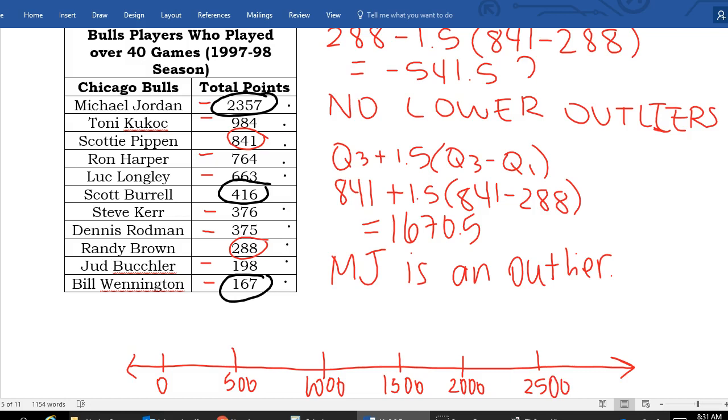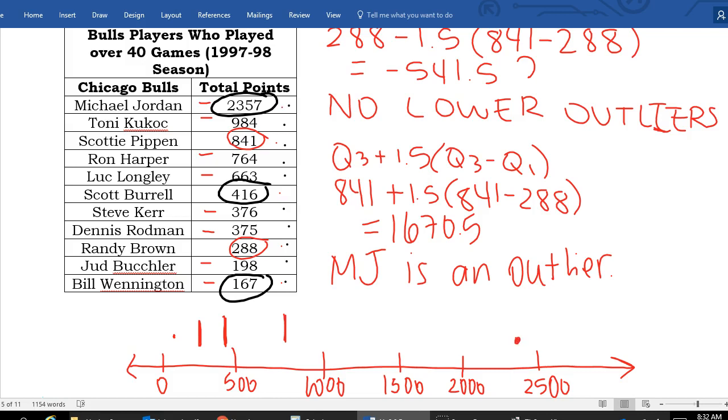And we're going to add a point for the minimum. So 167 would be about here. We're going to add a line to signify our lower quartile. 288 would be kind of in the middle of 0 and 500. Another line for our median, 416, just under 500. Another line for our third quartile, 841, kind of in the middle there. And we're going to do a dot for our maximum, 2,357, way over here.